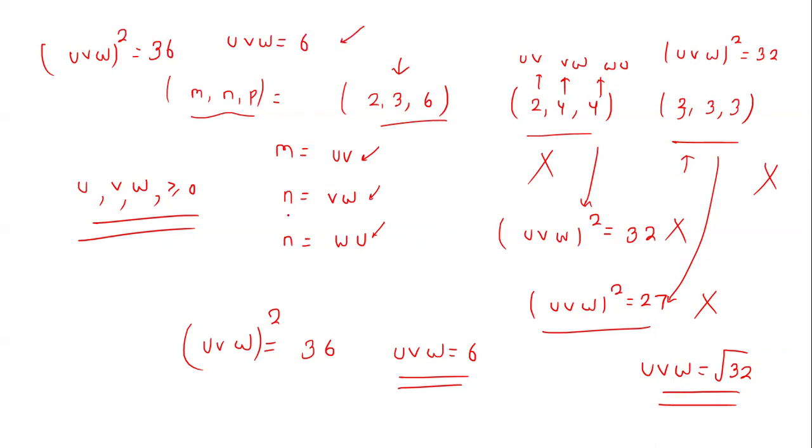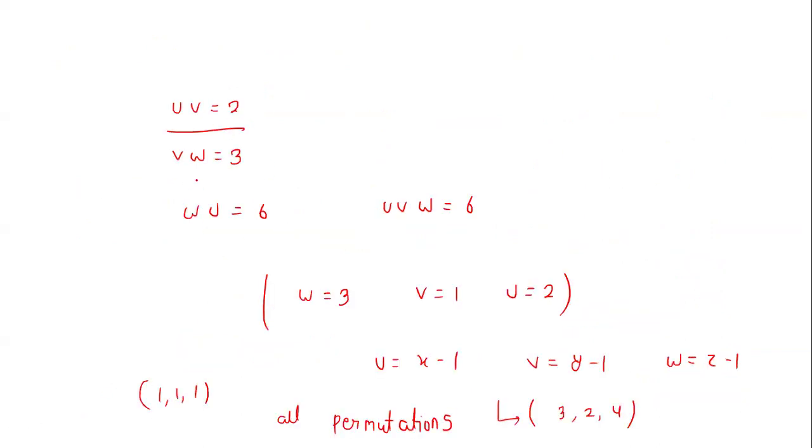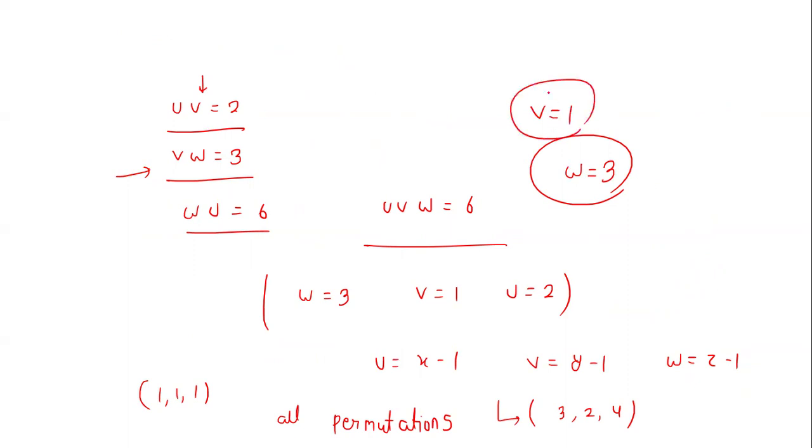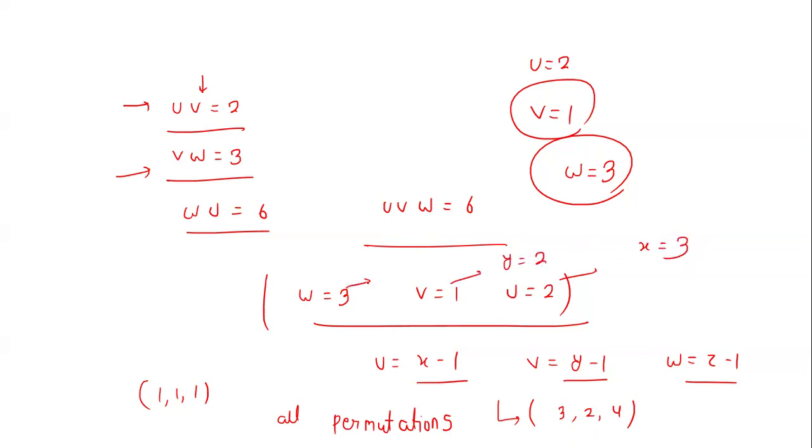This is possible. So now we have uv is equal to 2, vw is equal to 3, and wu is equal to 6, and uvw product is 6. So if you put uv as 2, from here you can get w as 3. So if you put w is equal to 3 in this, you get v is equal to 1. And if you put v is equal to 1 in this, you get u is equal to 2. So this is the case, and we assume u is equal to x minus 1, v is equal to y minus 1, and w is equal to z minus 1. So if u is equal to 2, then x is equal to 3, here y is equal to 2, and z is equal to 4.